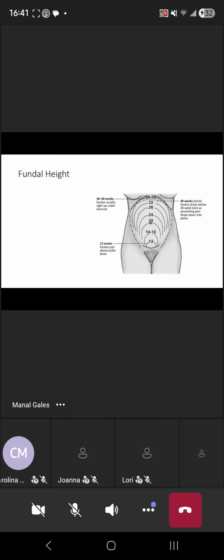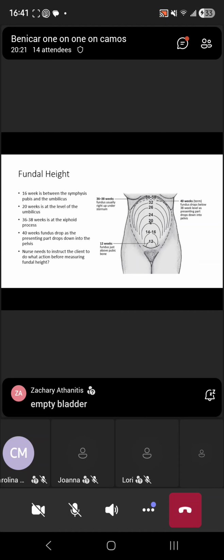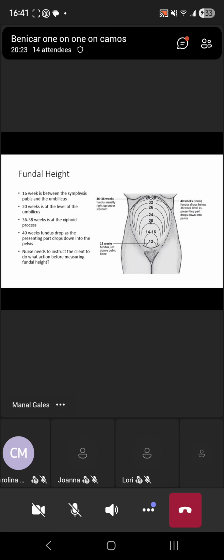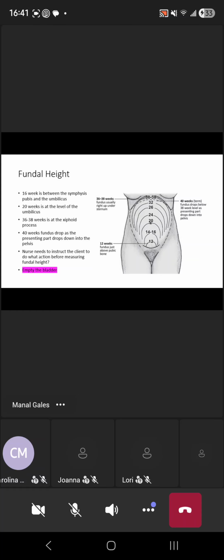Then another concept which is very commonly asked is fundal height. Remember, before you check fundal height, what you will ask the female to do? The bathroom. Empty the bladder. Because if you don't, when you start to feel the fundus, that will be very uncomfortable, right? So remember the numbers. At the umbilical area, it is 16 weeks.